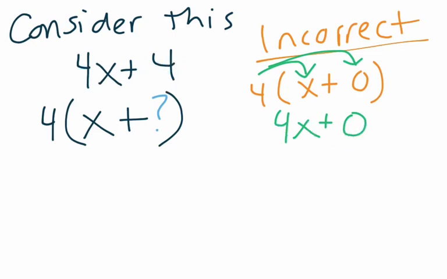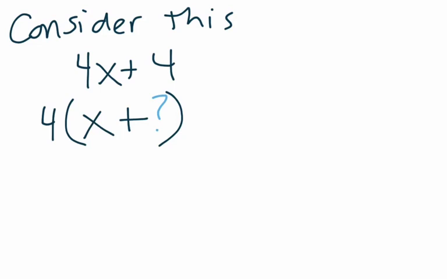If you think back to the last lesson, when you multiply it through, it should match. And it was supposed to be 4x plus 4, and we got 4x plus 0. So 0 isn't the right number to have there. But now that raises the question, what is the right number to have there, and how does that make sense?